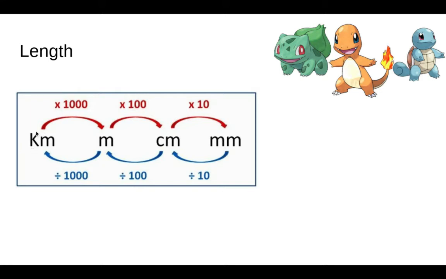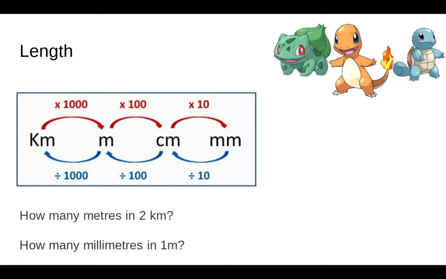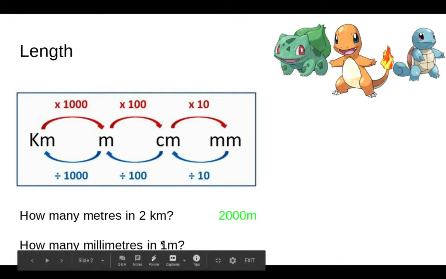So if ever we want to use smaller units of measurement, we need to multiply, okay? But if we want to use bigger units of measurement, we need to divide, okay? So let's have a little practice. How many meters in 2 kilometers? Well, if this is a 2, and this is our final destination, 2 multiplied by 1,000 is 2,000. And there's your answer.